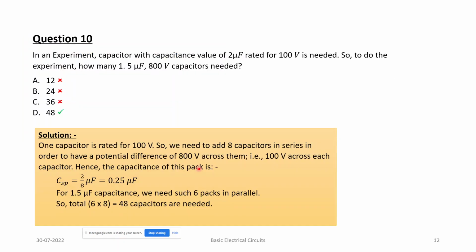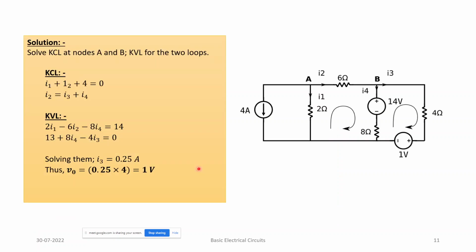Okay, the last question. So in an experiment, a capacitor with capacitance value of 2 microfarad rated for 100 volt is needed. So to do the experiment, how many 1.5 microfarad 800 volt capacitors are needed? Please don't see the solution. Please tell me how to do it.